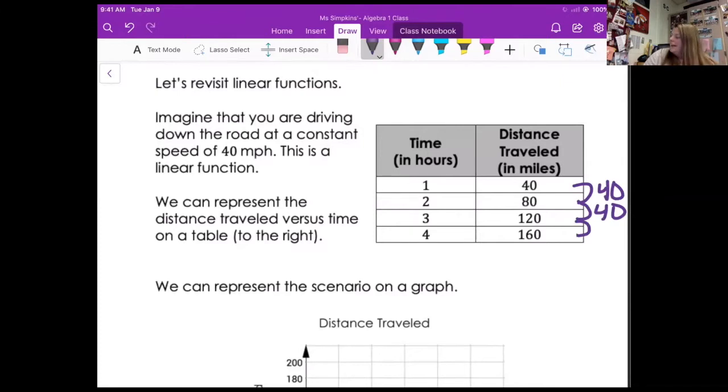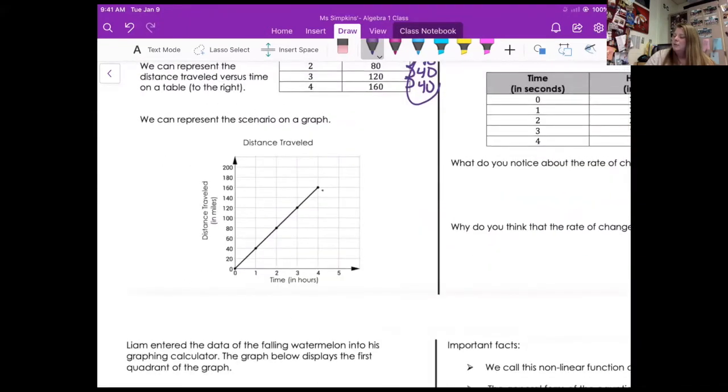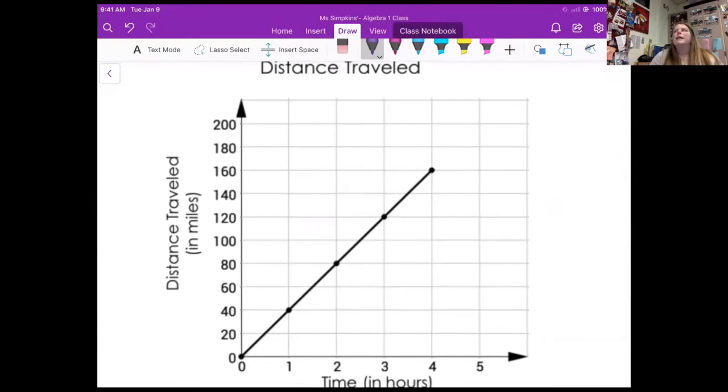40. Yes, those differences are constant. That 40 miles is changing every hour. So if and when I graph this, what kind of graph would I expect it to make? A linear. Oh, surprise. Linear, right? So after 1 hour, I went 40 miles. After 2 hours, 80, 3 hours, 120, 4 hours, 160.